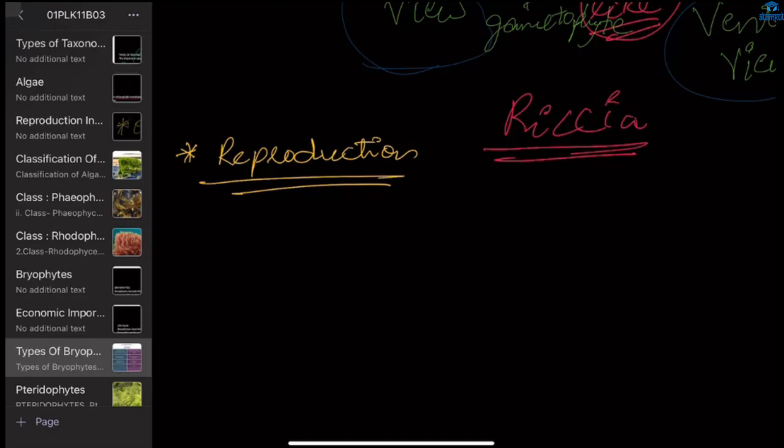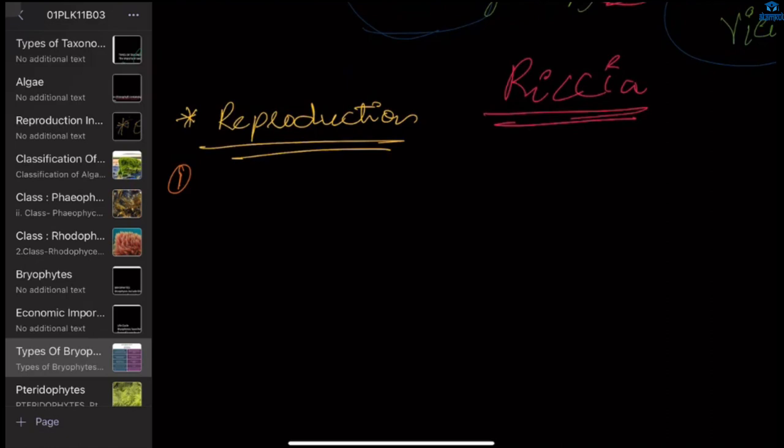So where were we? We were talking about reproduction. How does reproduction occur in liverworts? They also follow the same two methods, asexual and sexual reproduction. Famously, asexual reproduction is done by fragmentation, and sexual reproduction is done by the same process, where gametes fuse and form a zygote.